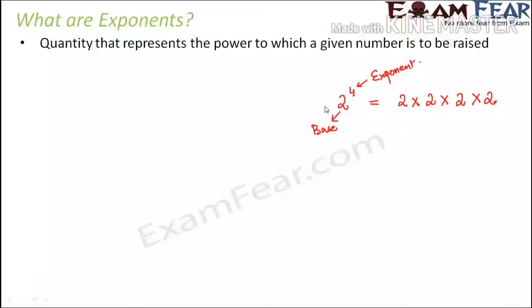In a similar way, you can think of multiple examples. You talk about 10 to the power 2. Here 2 is the exponent. It means that 10 should be used 2 times during multiplication. You talk about 10 to the power 1. What does that mean? 10 has to be used only once.